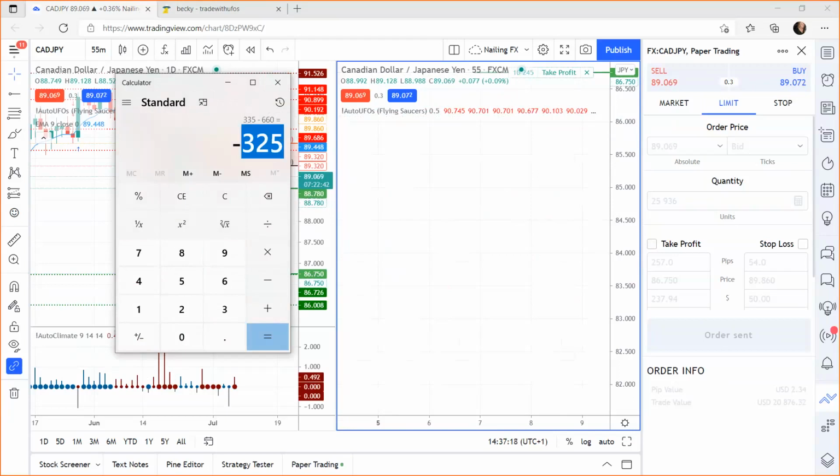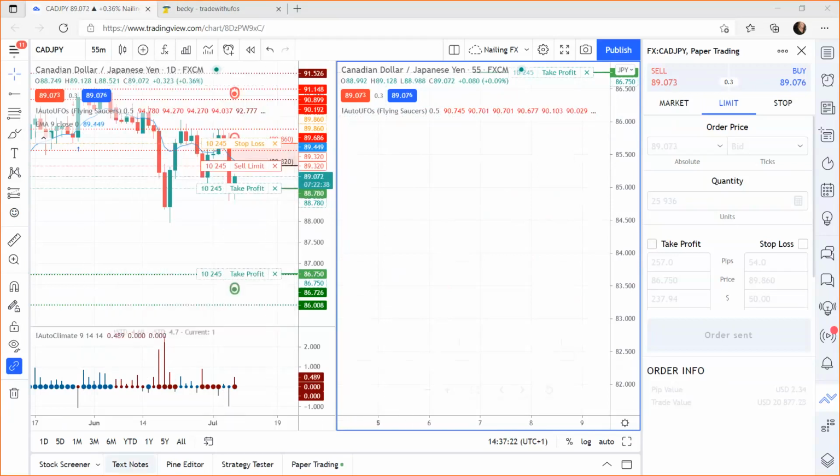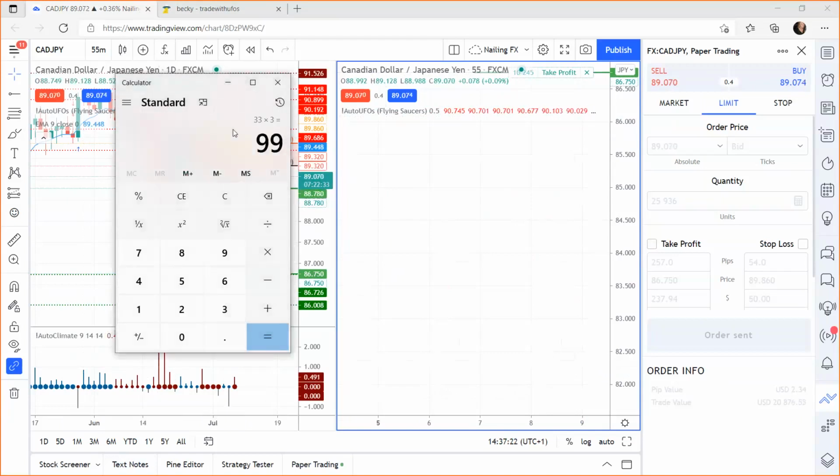Yes, exactly. Times 3. So you want a 3 to 1 there. Okay, so if you want to do a 3 to 1, then you could do 33 times 3, assuming that it could be $3, it could be 30, it could be 300, whatever you want to do. So you'd make 99 there, minus 67 if you lost one each time. So you'd be up 32. So you'd still be profitable.